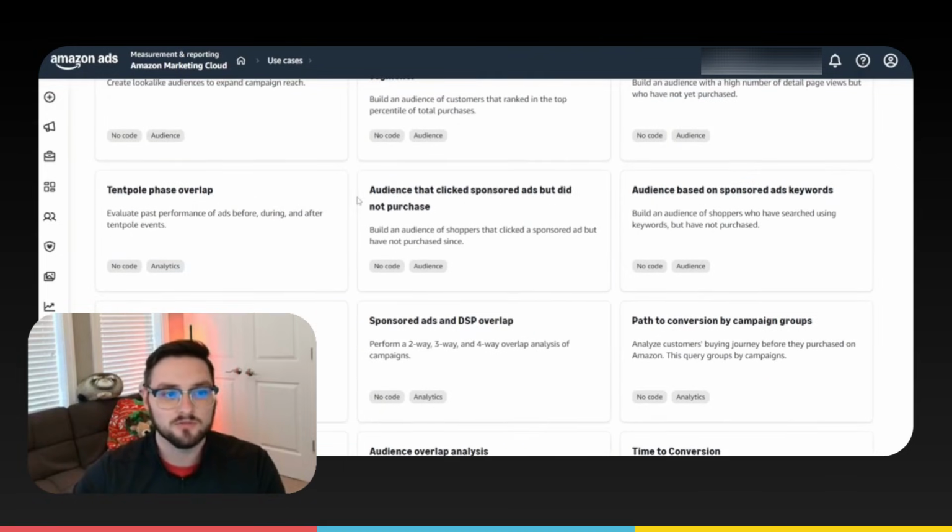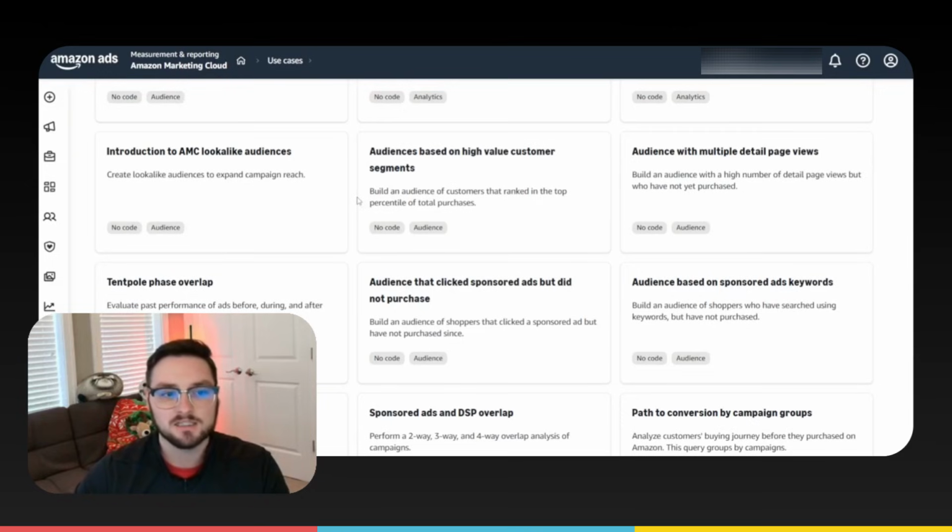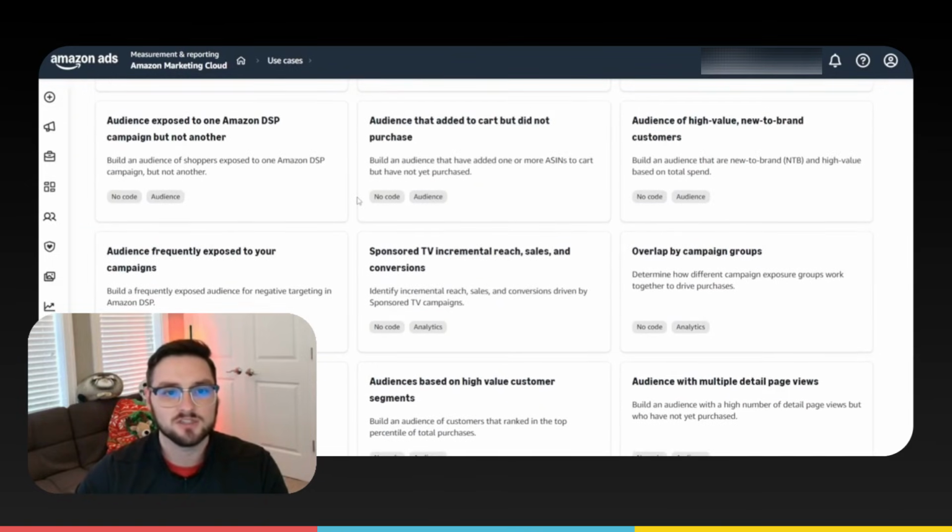Instead, what I would do for a campaign such as that is I would actually set up our audience high value new to brand customers. So this exact audience is exactly as it sounds. You're going to have basically customers who are extremely high value. If you know anything about brand tailored promotions and customer segmentation, high value essentially means customers on the Amazon platform who are going to be spending more on average than any other type of customer segment.